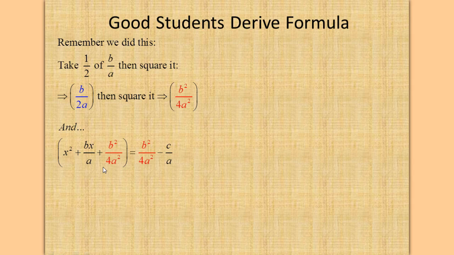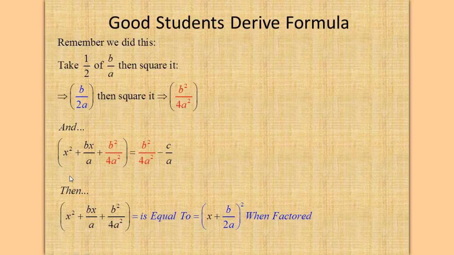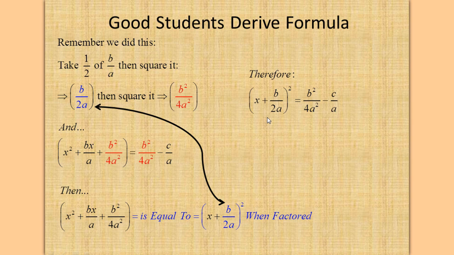This equation on the left-hand side is a very special equation. It is equal to x plus b over 2a, squared, when factored. So essentially, this is the factor of this equation. x plus b over 2a, squared, is the factor of the equation on the left-hand side. So therefore, we can replace it with that factor. So x plus b over 2a, squared, is equal to b squared divided by 4a squared minus c divided by a, which is the right-hand side. Okay, let's continue.